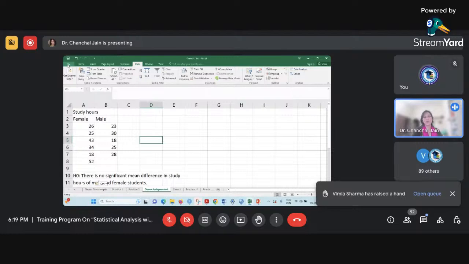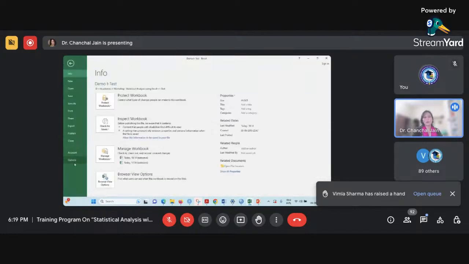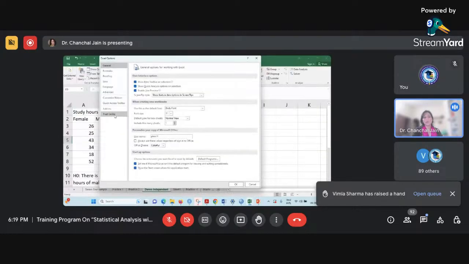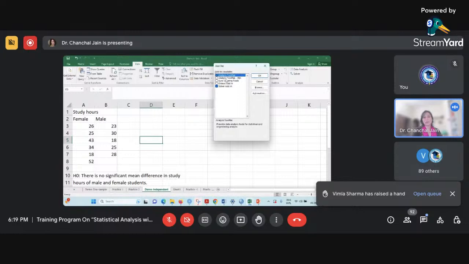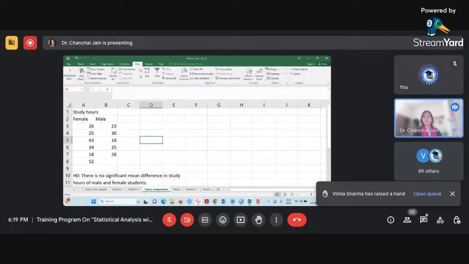You can go to the file menu. You can click on the options. Then you can find the add-ins. Then you can go to manage, and here you can select Excel add-ins. Then you can press go. Then you can select analysis toolpack and press OK. Once you do this process, you would be able to see this data analysis toolpack available under the data tab. Fine? Yes, ma'am. Thank you.